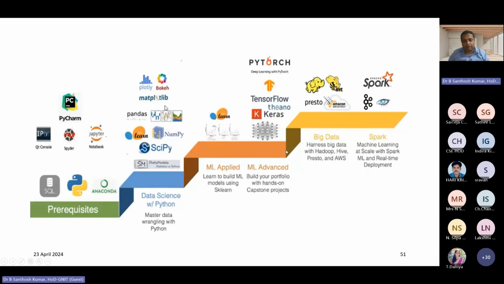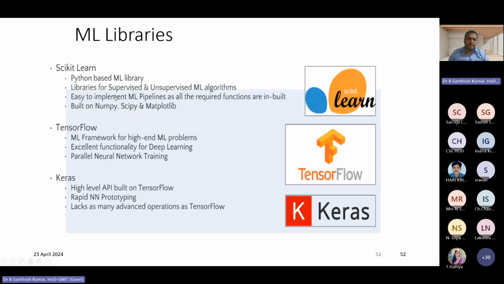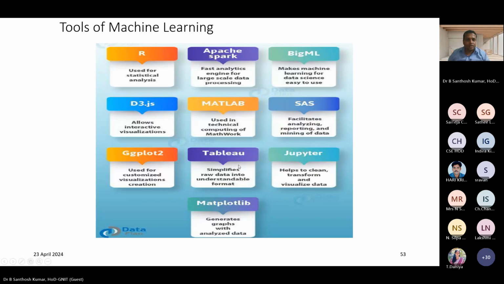Apart from that, we are talking about big data. For big data, we can go with Presto, Hadoop, or Hive. These are all things that we are going to discuss. Then even Spark also. Spark is also one of the Apache products, so in Spark also we can do projects. The main machine learning libraries are scikit-learn, TensorFlow, and Keras. So these are some of the tools that we are using in machine learning.